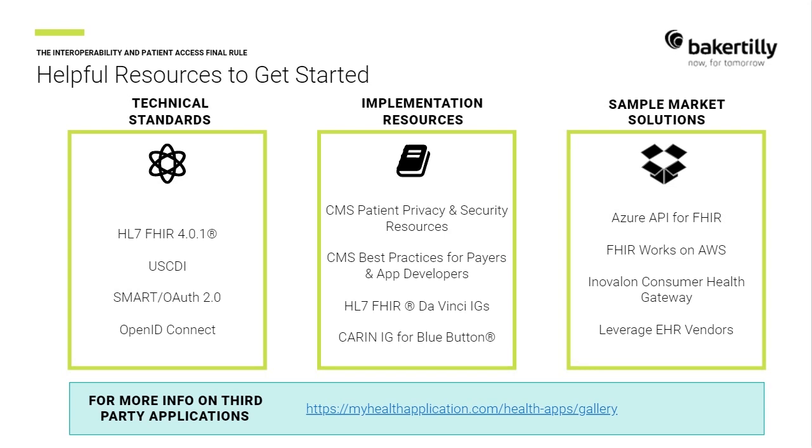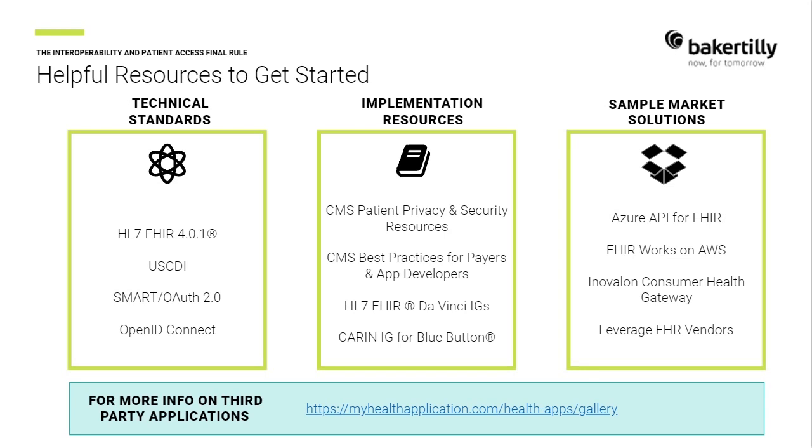And then looking over to how an organization can implement the technology that they are going to need as part of these rules. So once you have information about the technical standards and implementation resources, there's a number of sample market solutions available that you may want to consider. So there's Azure API for FHIR, FHIR Works on AWS. Some of the big box players offer platform as a service for the API development, as well as some niche healthcare companies, whether you're a health plan looking to engage with a vendor to help you meet these requirements, or if you're a provider, there's a number of the big EHR vendors that can plug in for the requirements, such as the ADT notifications that Brad described earlier.